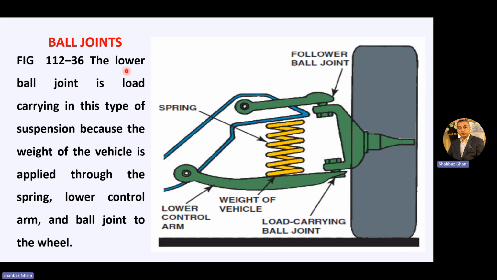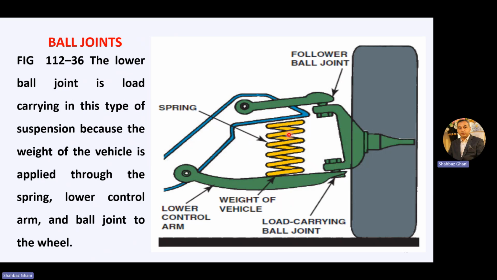Now the lower ball joint is load carrying in this figure in this type of suspension because the weight of the vehicle is applied through these springs, lower control arm and ball joint to the wheels. So we have this upper control arm and this ball joint, and this ball joint is a non-load carrying and follower ball joint. We have this steering knuckle with spindle and the wheel, and then we have a lower control arm, this one, and load carrying ball joint.